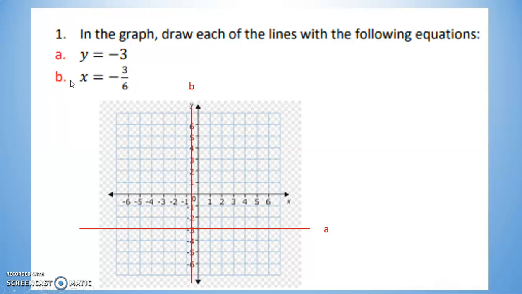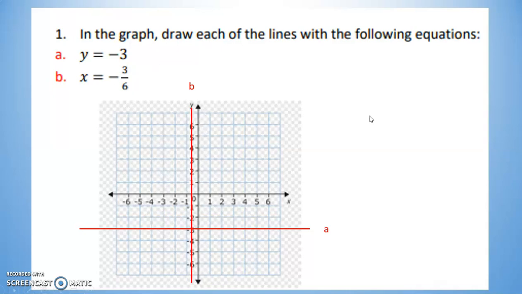And then B, x equal -3 out of 6. It is vertical, a vertical line like this. The intercept is on the x-axis, at -3 out of 6, 0. Okay, let's see here.